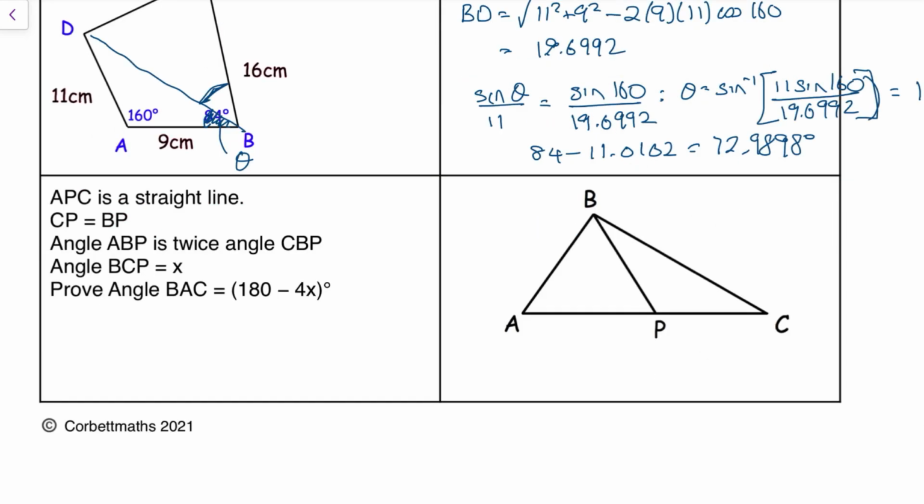So APC is a straight line. So it tells me that because I'm going to be using angles on a straight line, total 180. Then it says CP equals BP. So let's carefully do this. So CP equals BP, so isosceles triangle. And then it says angle ABP. So ABP is twice, so I'm going to call that 2x, is twice angle CBP, which is this angle here, which is x. And then it says prove, and I want angle BAC, which is this angle here.